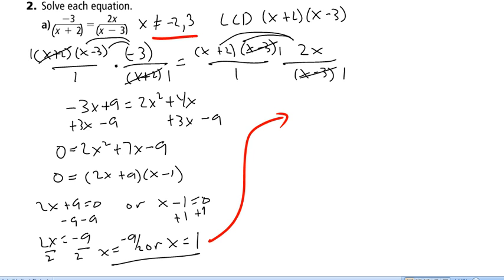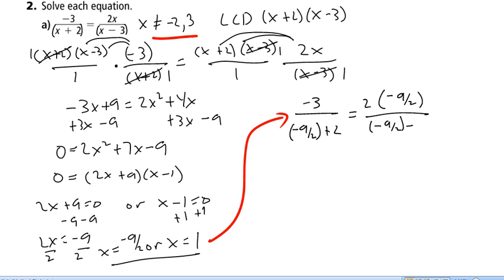So let's give them some quick checks here. First one, we've got negative 3 over negative 9 over 2 plus 2 should equal 2 times negative 9 over 2 all over negative 9 over 2 minus 3. Punch those into your calculator and you should get 1.2 equals 1.2. So our first solution works out.